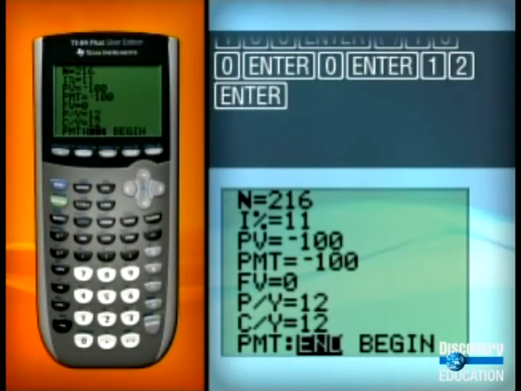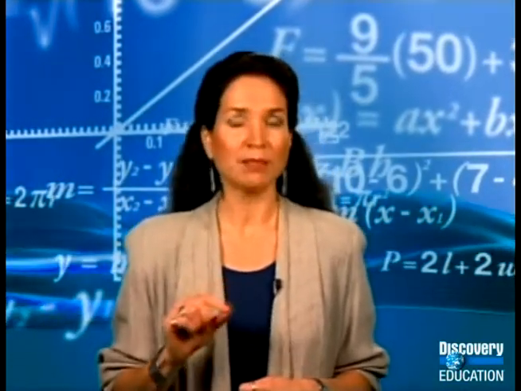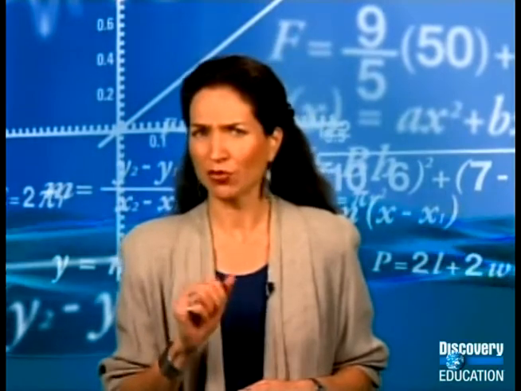To solve for the future value after 18 years, move the cursor to FV. Then, press the green alpha key followed by the Enter key to access Solve. The result is about $68,111. So, with the principal of $100, combined with monthly payments of $100, which comes to about $3.30 a day, the education fund would grow to over $68,000 in 18 years.